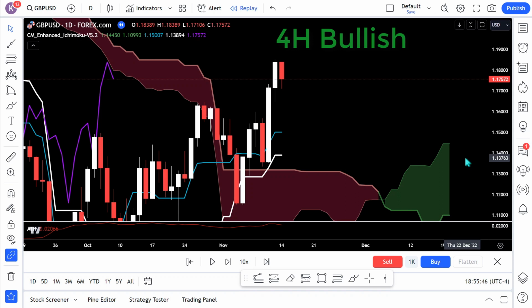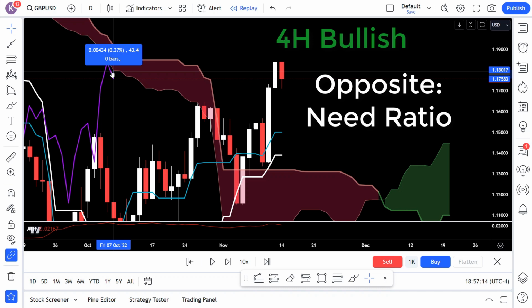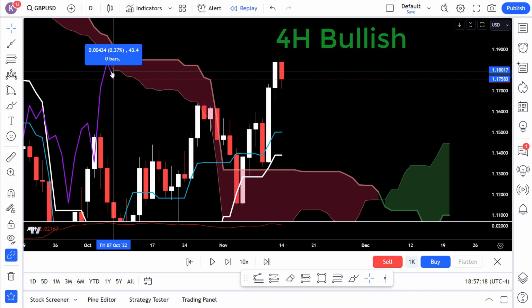Since on the 4-hour we were bullish, we want the lagging to be above the cloud. The lagging is below the cloud, so this is an opposite signal. What do we need to do now? Visually, it does look pretty close, but we need an actual number to confirm it. On the daily, we're 0.00434 or 43 pips away from the cloud.